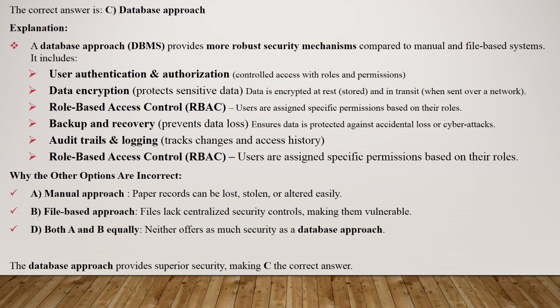The other one is role-based access control, RBAC. The users are assigned specific permissions based on their roles. This is one of the access control mechanisms. Based on their role, they may access different things. For example, a student may only view the files. An instructor may access only their own courses, maybe to update, delete, or add. The other one is backup and recovery, to prevent data loss, to protect against accidental loss or cyber attacks.